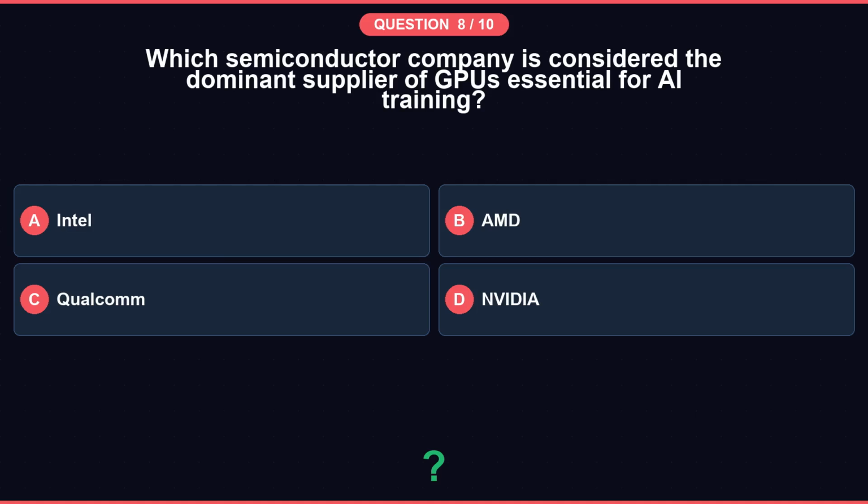Question 8. Which semiconductor company is considered the dominant supplier of GPUs essential for AI training? A. Intel. B. AMD. C. Qualcomm. D. NVIDIA.